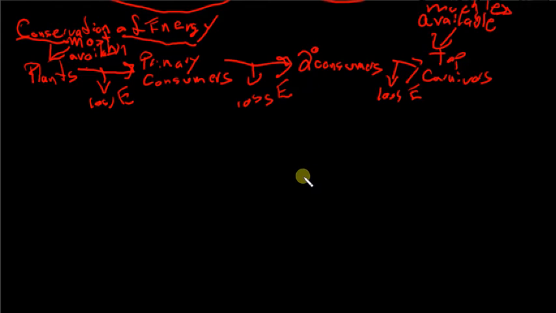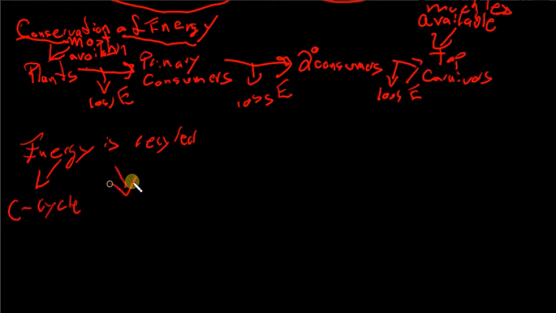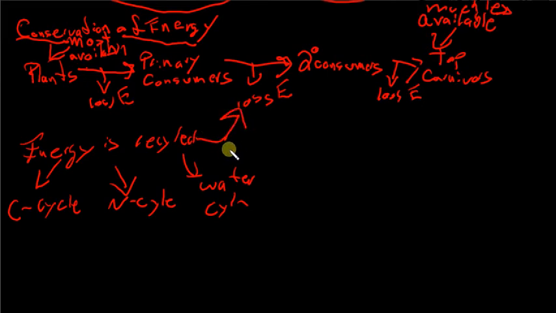Because in ecology, energy is recycled. We'll talk about this a little bit more next time in the carbon cycle, the nitrogen cycle, the water cycle. Energy is recycled, okay? Some energy is lost as it goes around and around in this cycle. However, by and large, much more is recycled than is lost. It's a very small amount that's lost compared to what is being continually recycled.